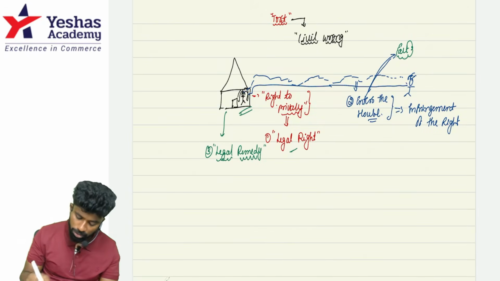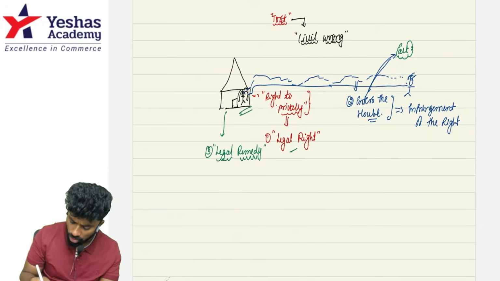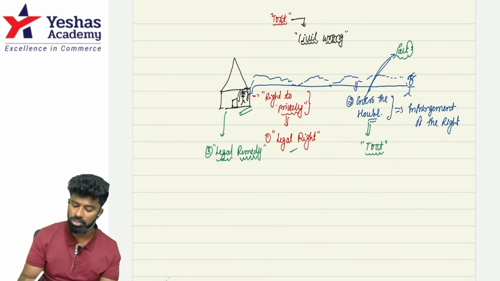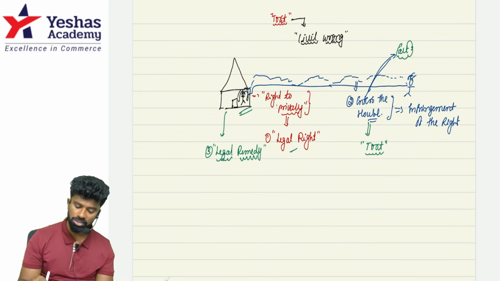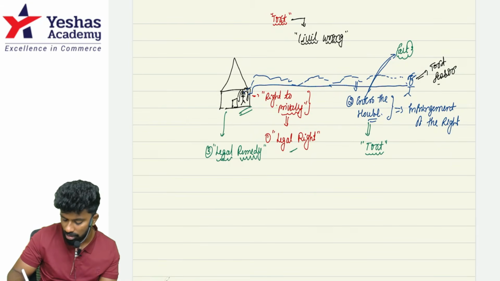Now, this wrong done by the boy. Who did the wrong here, the boy or the girl? The boy has done the wrong. So this wrong done by the boy is called a tort. And the one who has committed this tort is called the tortfeasor, also called the defendant.